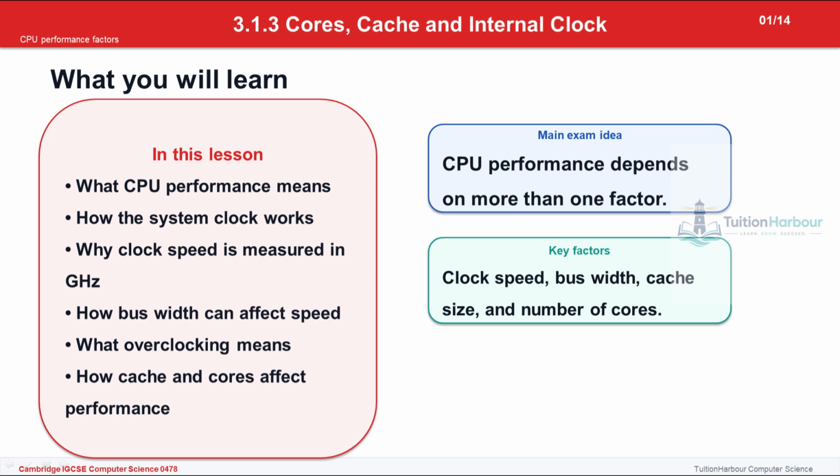In this lesson, you will learn the main factors that affect CPU performance. These include the system clock, clock speed, bus width, cache memory, overclocking, and the number of CPU cores.